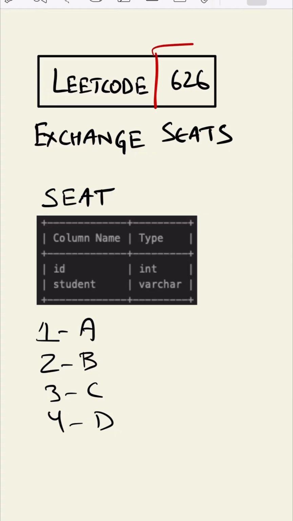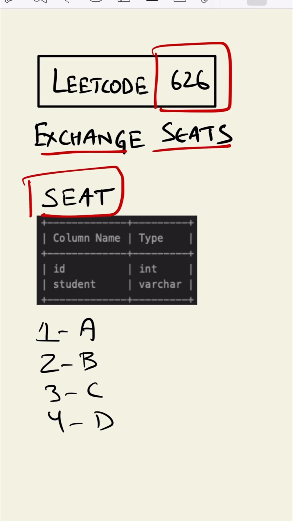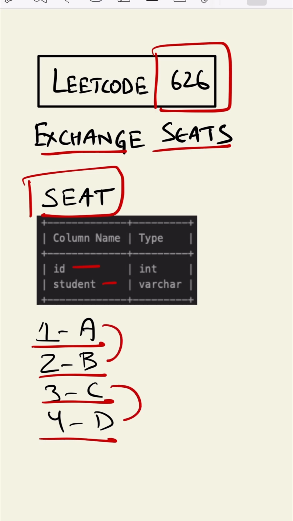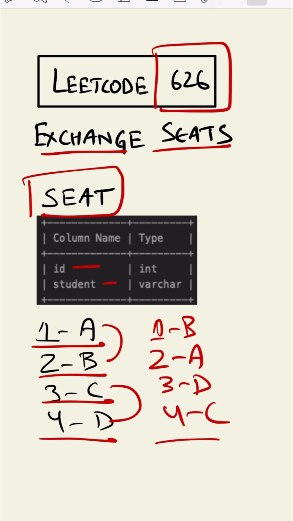This is LeetCode 626, exchange seats. In this question, we are given a table called seat, which contains ID and student. And the data can be like this: 1A, 2B, 3C and 4D. What we have to do is exchange seats like this. So the resultant data could be 1B, 2A, 3D and 4C. Let's see how we can do that.